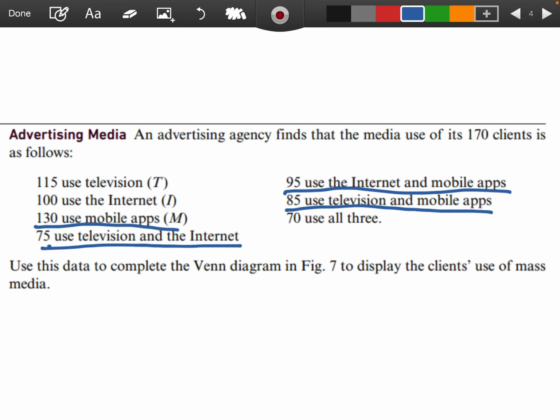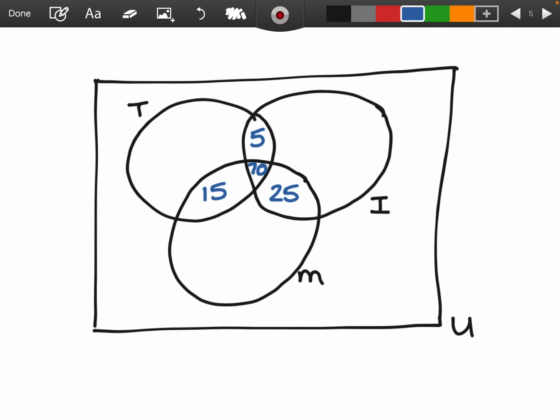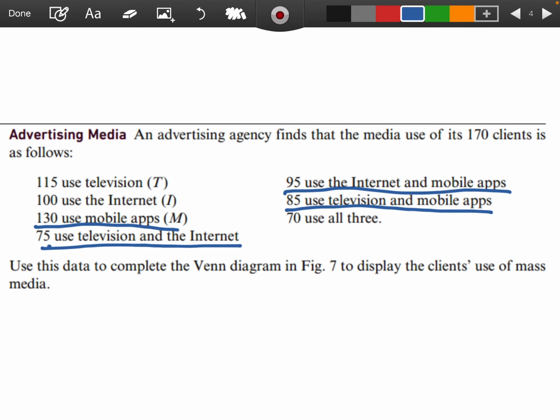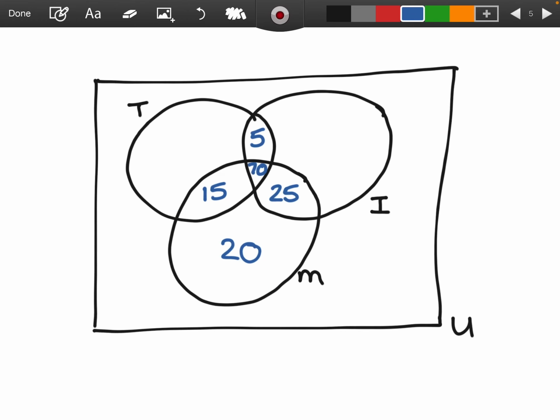Then we look at these larger numbers here. So we know, let's start with our mobile apps. 130 use mobile apps. So I know in total in my mobile apps circle, I need 130 people. Currently, I have 70 plus 25 plus 15. That's 110. So I've got 20 people left that just use mobile apps. They don't use TV, they don't use internet. I just have 20 people that use just mobile apps. Okay? And so in my circle now of mobile apps, I have 130.